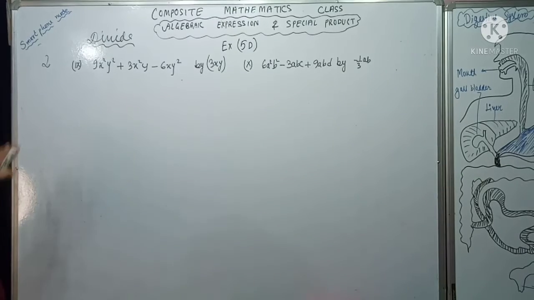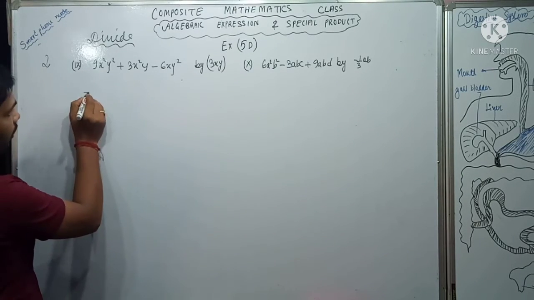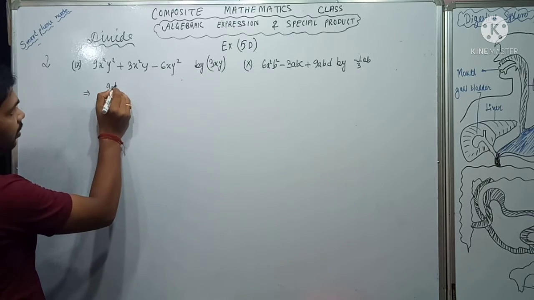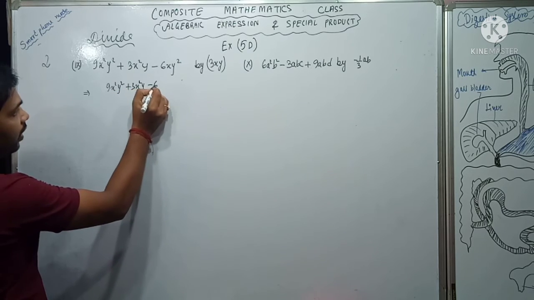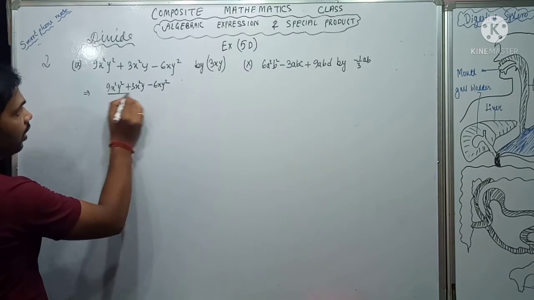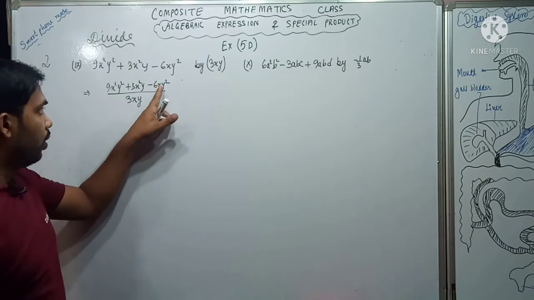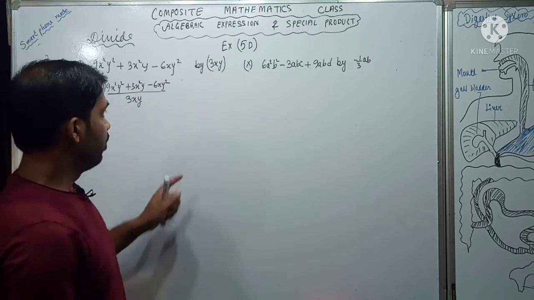See student, now we are going to do question number 9. So question number 9 is given here. So I will first write this in numerator and this in denominator. So it will be 9x square y square plus 3x square y minus 6xy square by 3xy. So first of all, we have to take out common from this part. So how will we find out common? You see, I am showing.